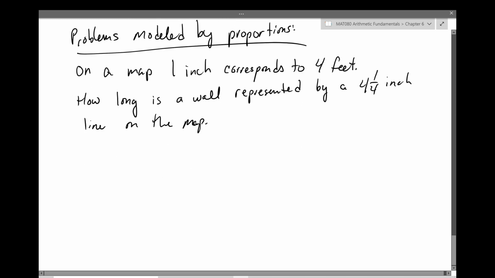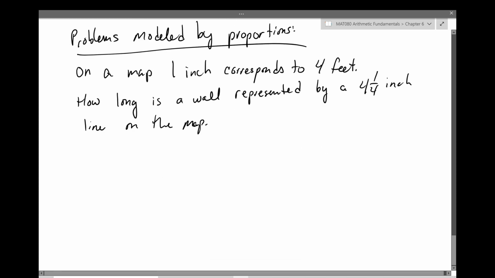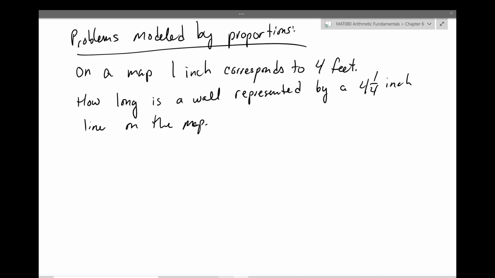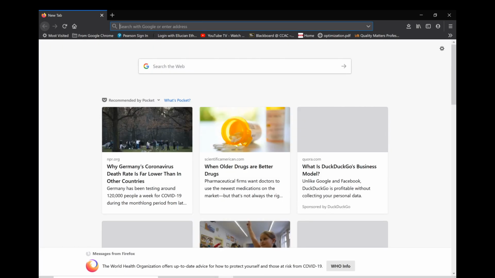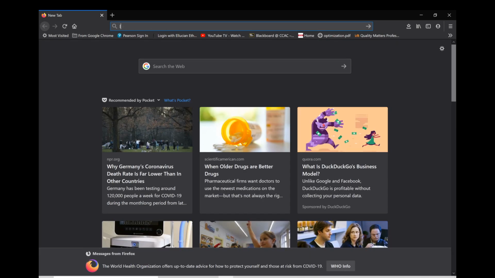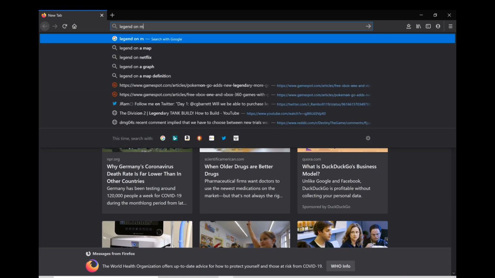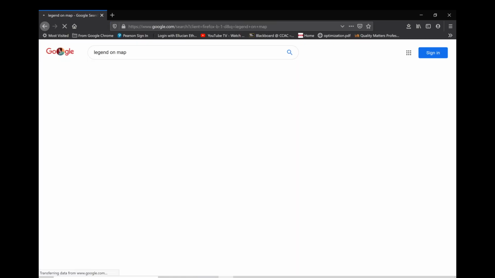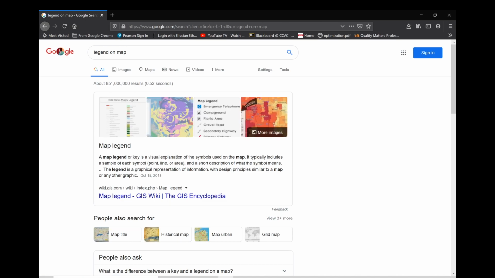Okay? All right. So let me see if I can find, let's scour the internet real quick. And I'll show you what I'm talking about here. Because if I just give you the problem, I don't think that's the best. I want to show you. So, legend on map. So when you look at a map, normally there's a little legend, and a legend is a visualization key. It tells you everything you need to know about the map. All right. So let's see if we can find some images here.